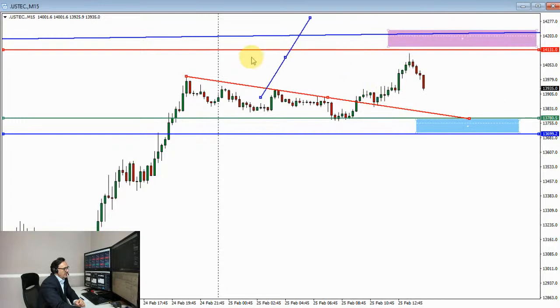Now from the extension point of view, the previous consolidation was happening here, okay, and if you extend that, it gives you this shaded area here as an ultimate take profit level. But instead, what's going on at the moment is we could possibly see a pullback to that level, another retest, and then a rally from there. So 13,780 is a really good level for Nasdaq.